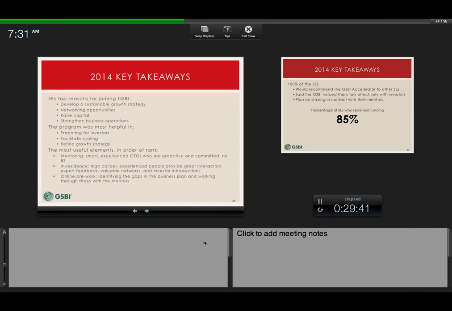In terms of some of the programmatic elements, as I mentioned, the mentoring was the most useful element, really having access to smart, experienced CEOs who are committed, engaged, very proactive, and quite frankly, don't BS. The in-residence is an extremely powerful 10 days. It's incredibly invigorating and draining, and you're going to work very hard, but you're going to get so much out of it. As you all know, there's nothing like being in person with people, and those 10 days are an incredible grouping of people together, all working to help you build your business.